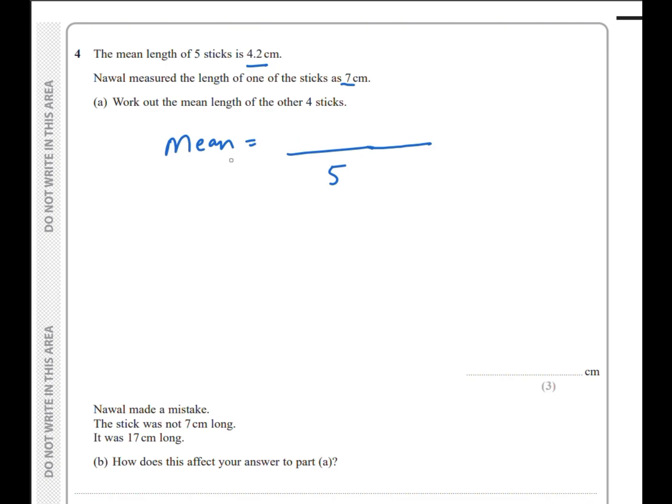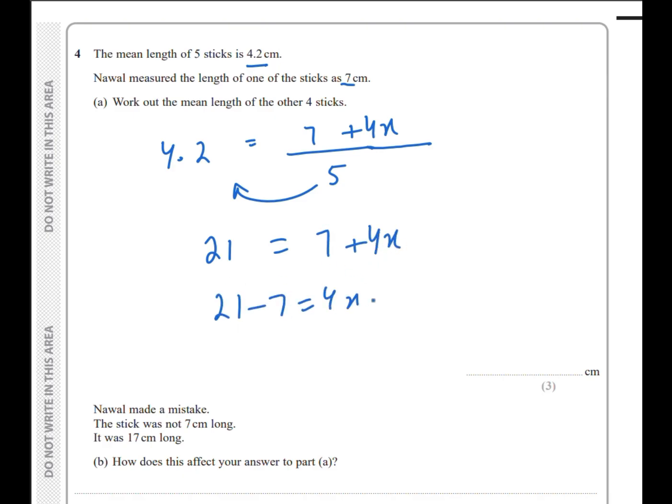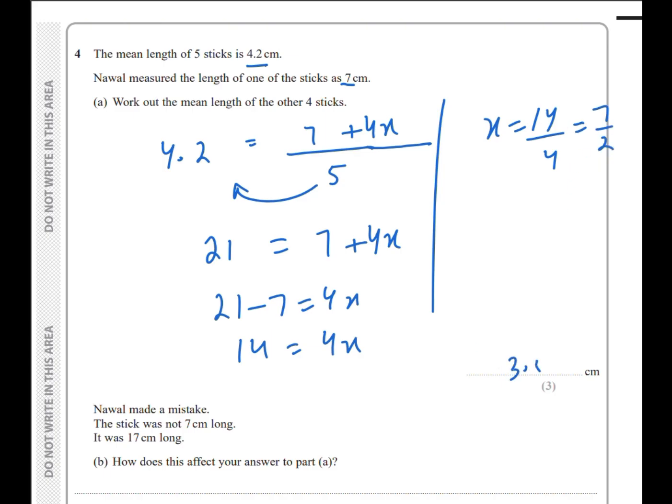So instead of mean, I can just write 4.2. And one of the sticks is 7 centimeters, and the others are 4x centimeters, right? I'm going to multiply 5 with this 4.2, and I'm going to get 21 centimeters equals 7 plus 4x. Now I'm going to subtract 7 from 21. That's going to give me 14 equals 4x. Now to figure out x, I'm going to do x equals 14 divided by 4. This is going to give me 7 by 2, which is 3.5. So x is 3.5 centimeters.